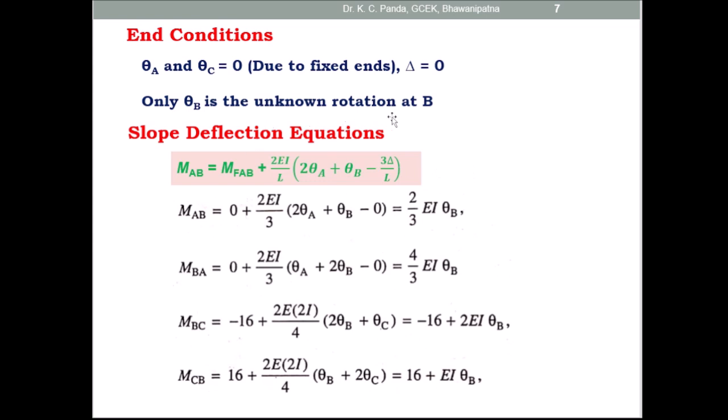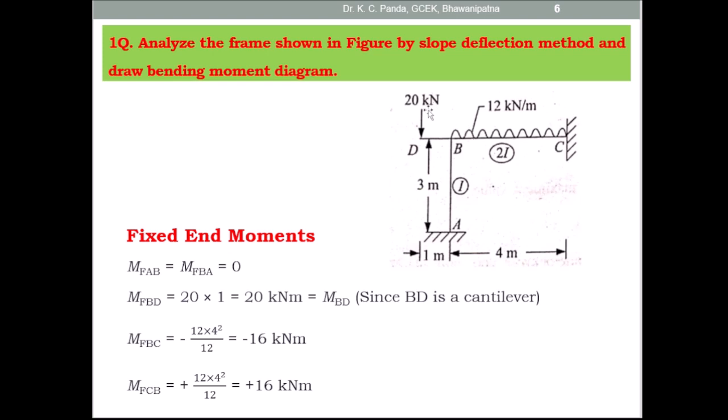This unknown you can find by using one equilibrium equation. At the joint B, the sum of the moments is equal to 0, that is MBA plus MBC plus MBD is equal to 0. By taking the joint equilibrium equation of joint B, you can find this unknown rotational displacement, that is theta B.